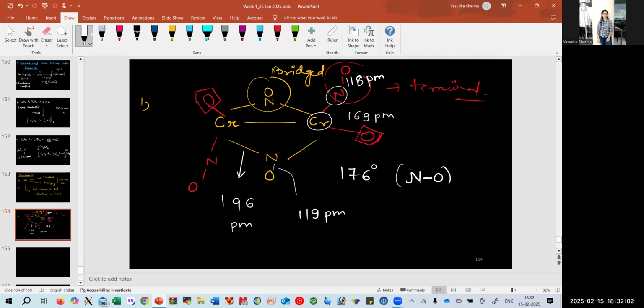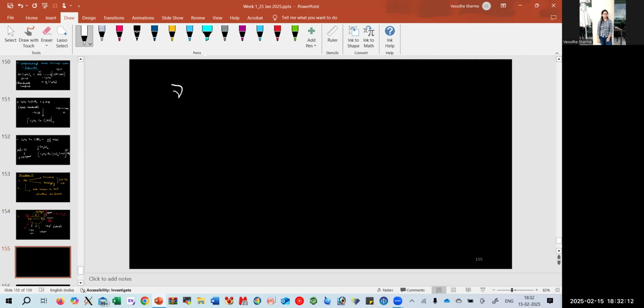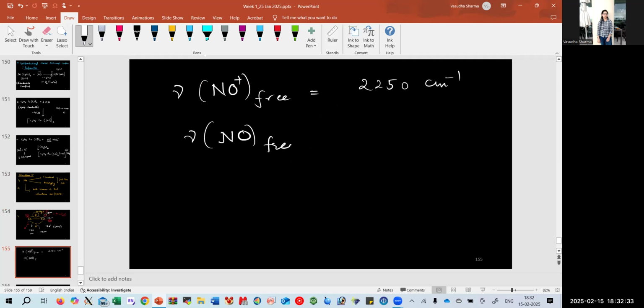The NO bond angle, chromium NO bond angle. Okay. Now we have certain frequencies. If we are talking about a nitrosonium ion, which is a free ligand, this would have an NO frequency of 2250 centimeter inverse. It requires a lot of energy to break that bond. Then we have NO free, so the frequency has been decreased to 1876.